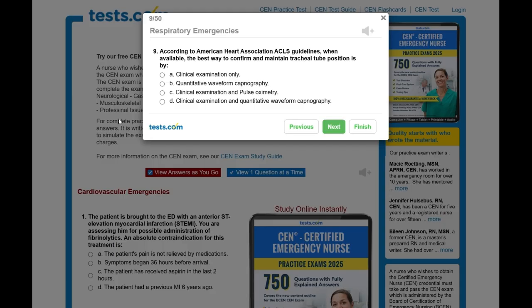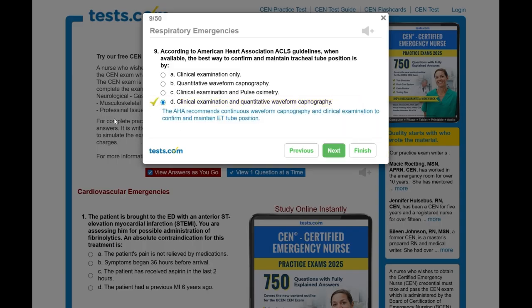Question 9. According to the American Heart Association ACLS guidelines, when available, the best way to confirm and maintain tracheal tube position is by A. clinical examination only. B. quantitative waveform capnography. C. clinical examination and pulse oximetry. D. clinical examination and quantitative waveform capnography.